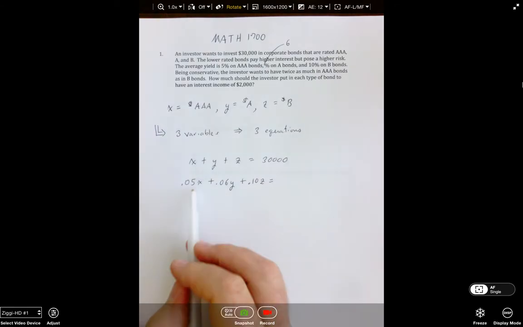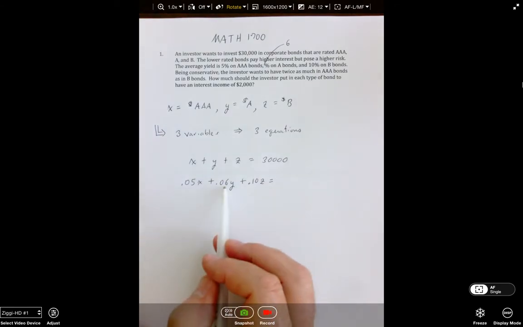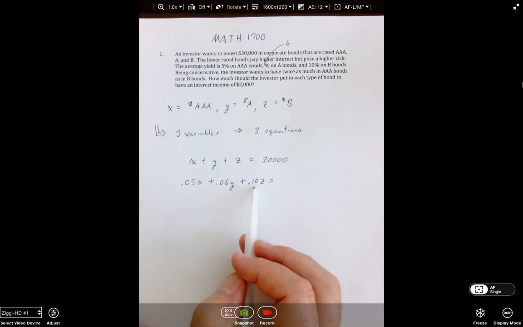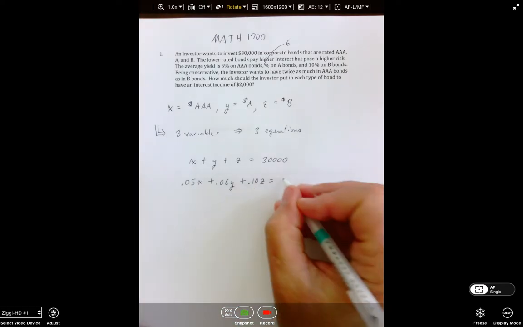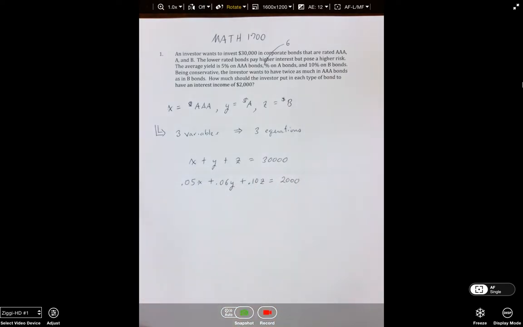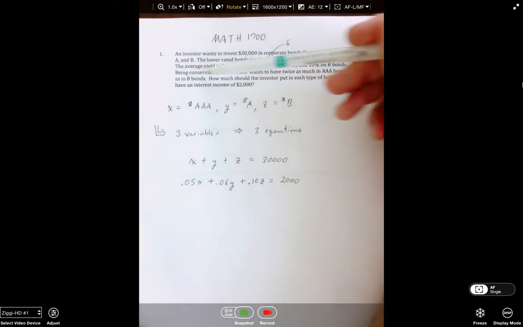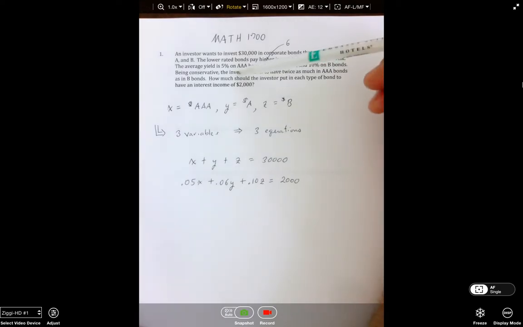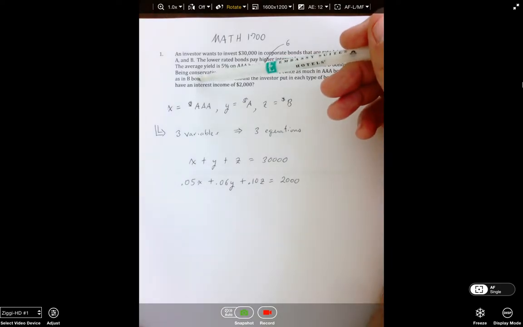So the interest from the AAA plus the interest in the AA plus the interest in the B has to be equal to the total interest of $2,000. But I'm not done yet. I still have just two equations, and I need to find another one. So I have to look into the wording of the problem. I see there's a sentence that says, being conservative, the investor wants to have twice as much in the AAA bonds as in the B bonds.